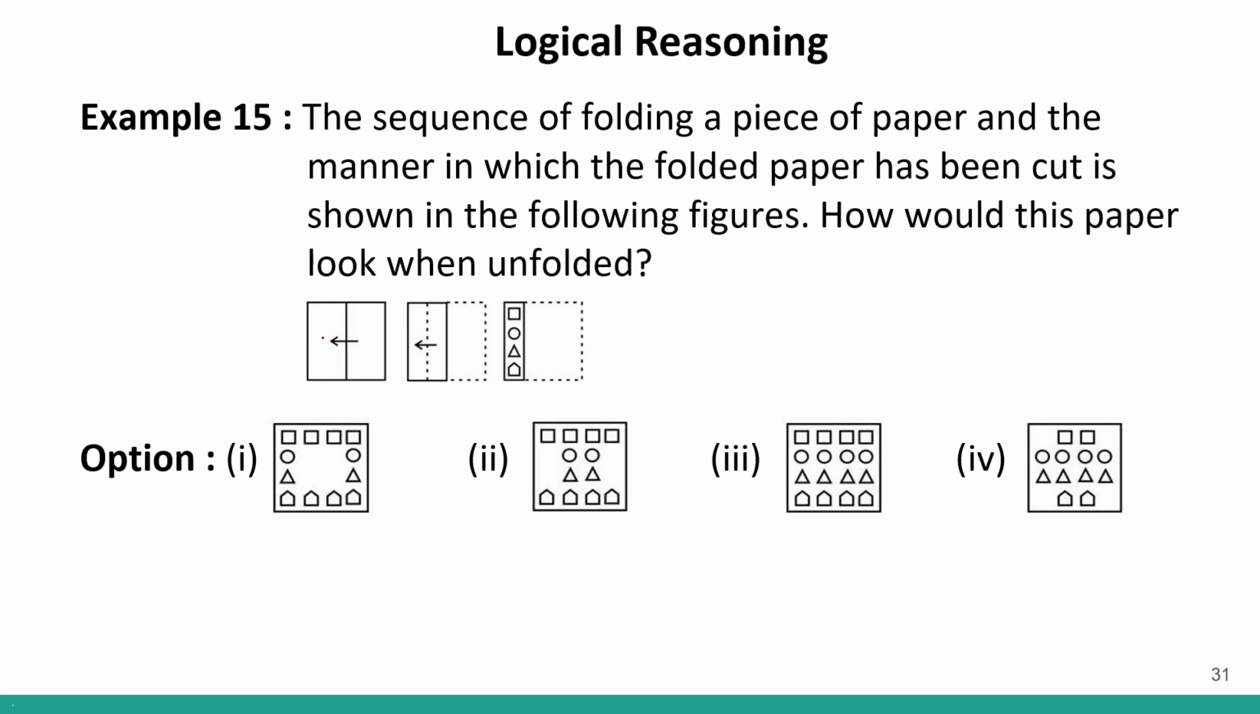Now, again a question of paper folding and cutting. So first it was folded in half like this and then in half like this. So if I open, it will be opened up in this direction. So I'll get this same. Similarly, it will be opened in this direction. So again, I'll get something like this. I'll get a square, a circle, a triangle, and a pentagon. So this is given in which image? This is given in image number 3. So image number 3 will be your correct answer.